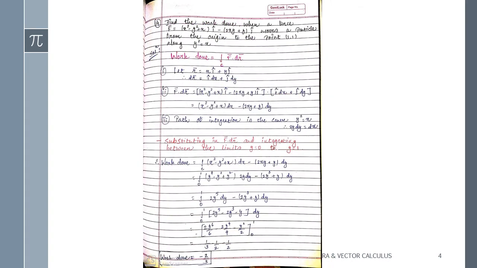Next example, let's see the 13th example. Find the work done when a force F bar moves a particle from the origin to the point (1, 1), that is from (0, 0) to (1, 1), along y square equals x. Here F bar is given, two points are given, and one curve is given. So from the curve you have to identify the limits, either x limits or y limits.